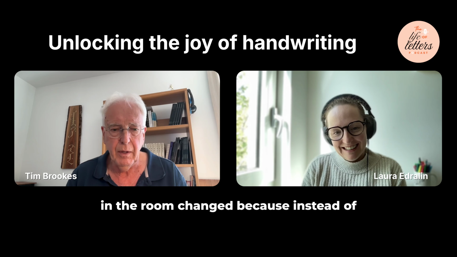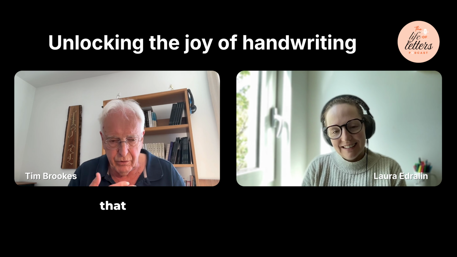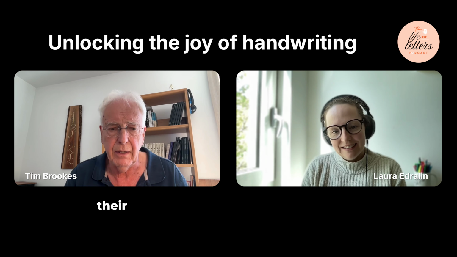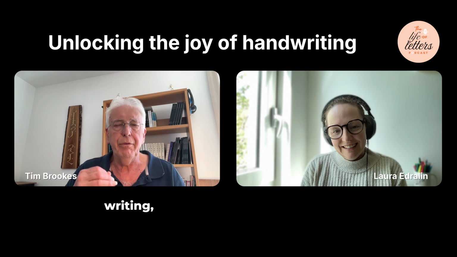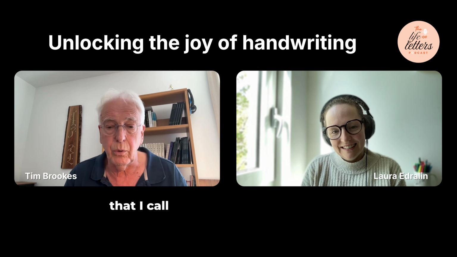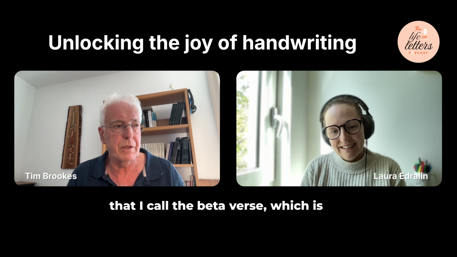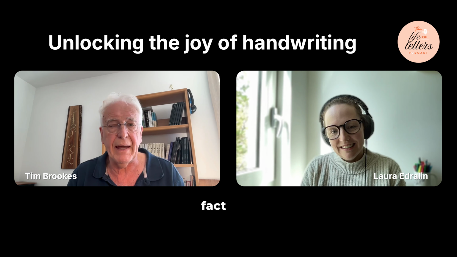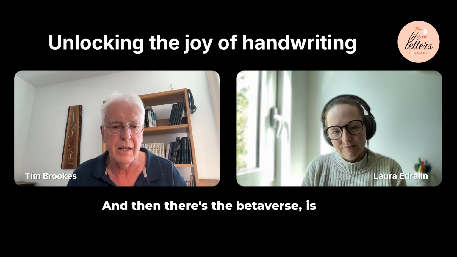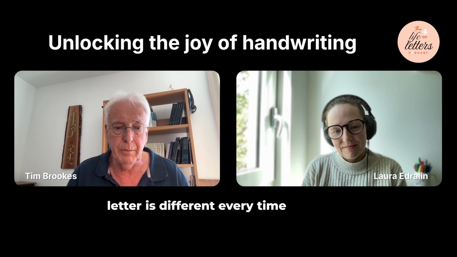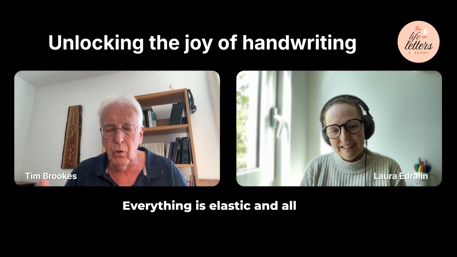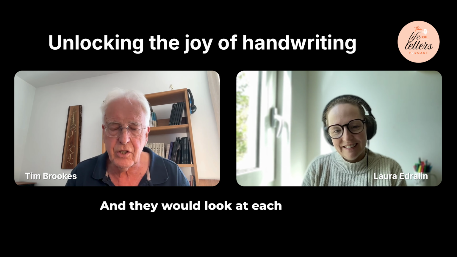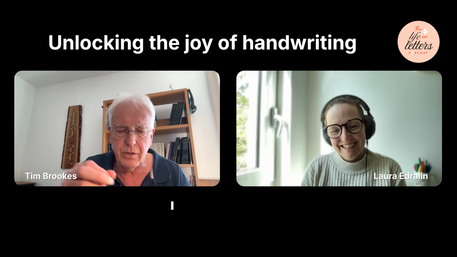Because instead of people looking at their own writing with that critical eye, maybe the memories of their teacher when they were 7 years old, criticizing their writing, they were now into something that I call the betaverse, which is the fact that there's the alphabet where every letter is supposed to look like this. And then there's the betaverse, which is every letter is different every time you write it. Everybody does it differently. Everything is elastic and all of it's permissible. And they would look at each other's and they would say, oh, you do your G like this. I do mine like this.